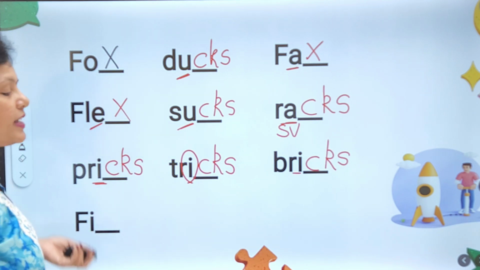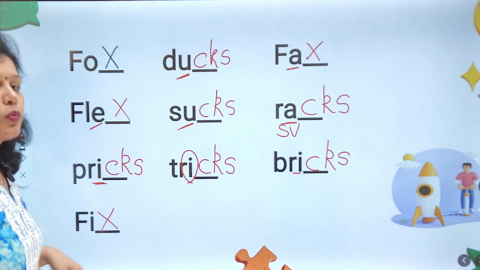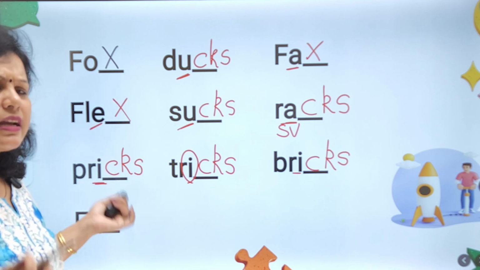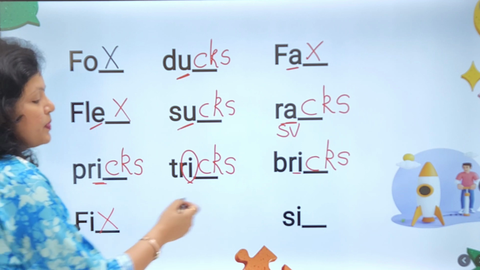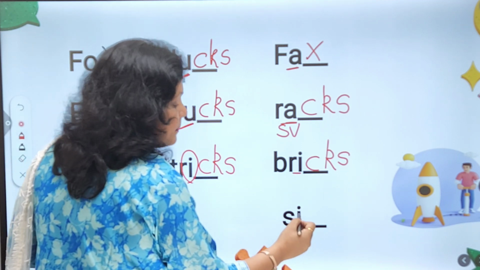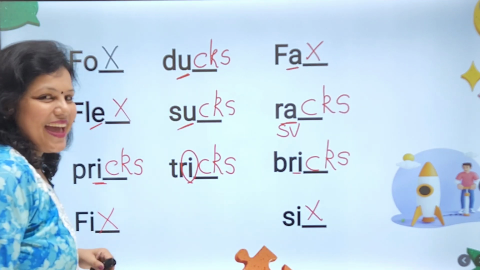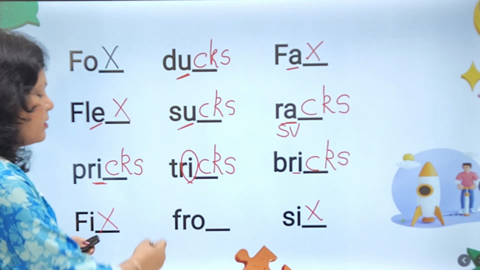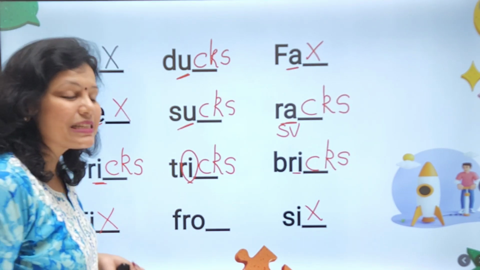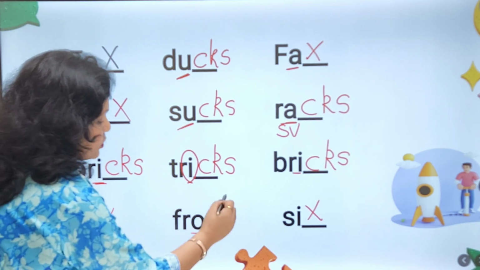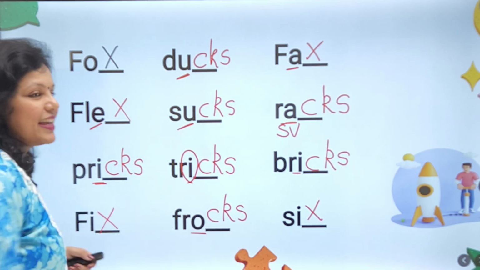Fix. Now what is fix? Fix is a verb which is coming after the short vowel sound and it's a singular one and that is why it is only the X one. Six. It's a singular one. And similarly, frogs. Now what will you write for frogs? This is a short vowel sound. That is why you will have CKS.